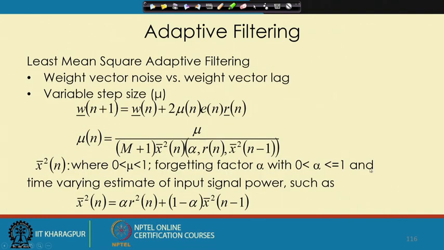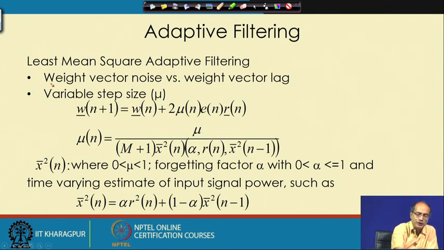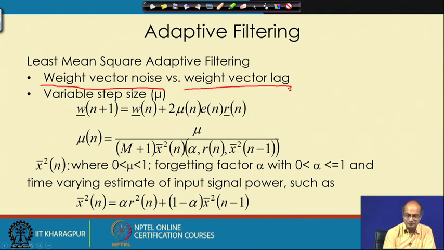Now, let us see what could be the impact of choosing the mu. We get two scenarios: one is weight vector noise, another we call weight vector lag. Let us start with the second one, the weight vector lag. We said we should be very careful in choosing the mu, and it should be very small, so that the stability does not come into question.